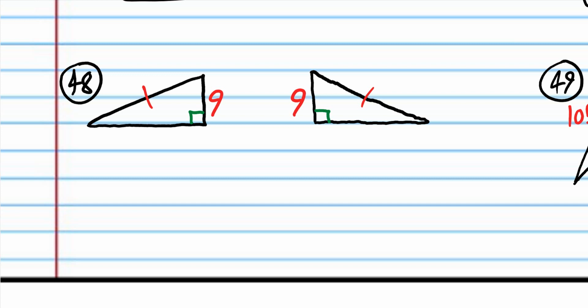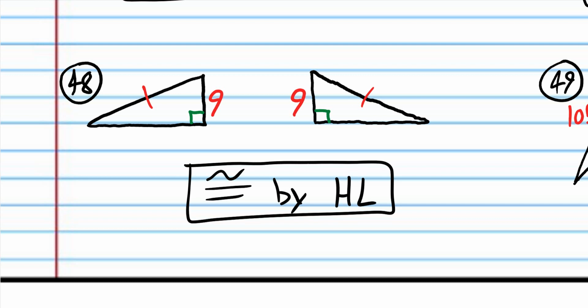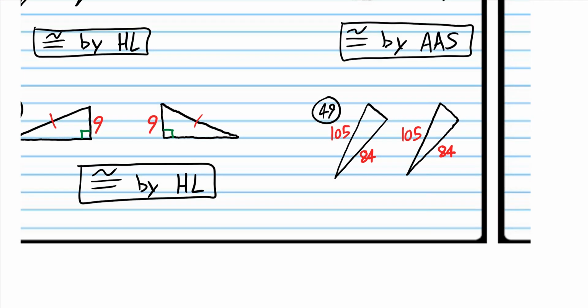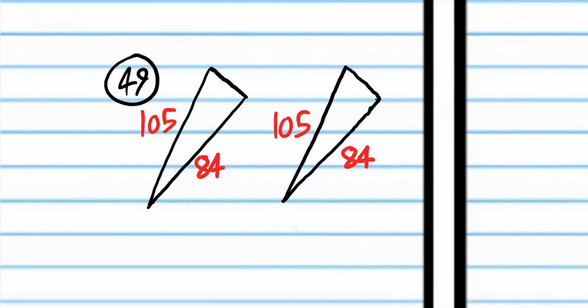We have two right triangles, and the hypotenuses are congruent. And we have a leg in each triangle that's congruent. So we can use the HL theorem to say that these two triangles are congruent. So if you got that answer, good job. All right, try number 49, and when you come back, we'll do it together.